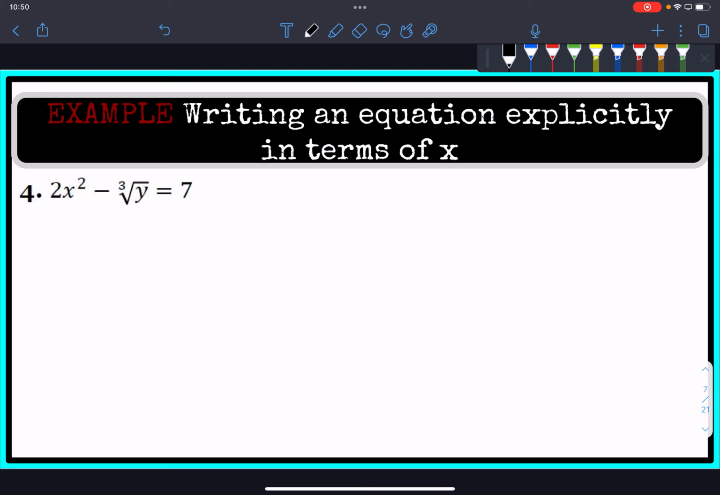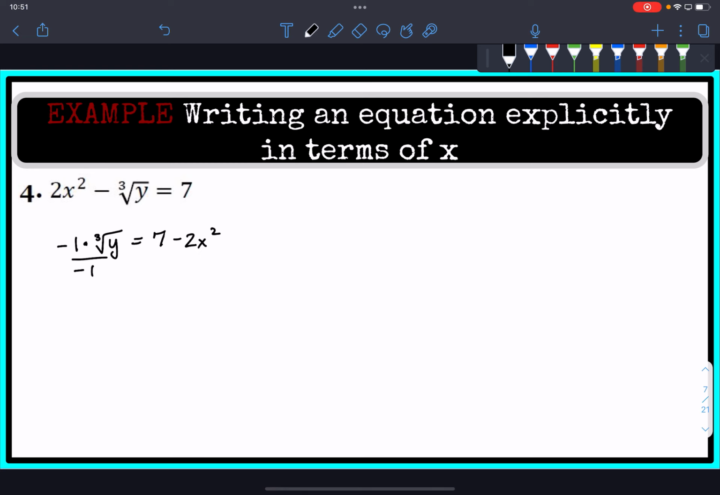Now let's work with radicals. In order to solve this equation, again in terms of x, we're going to move our x term to the other side. So we're going to subtract that 2x squared from both sides, and we have negative 1 times the cube root of y is equal to 7 plus 2x squared. We're going to divide everything by a negative 1. I'm sorry, that should be minus.